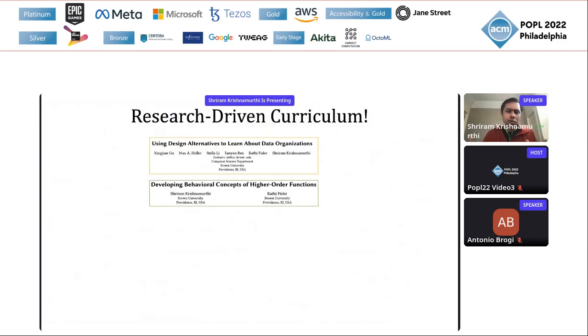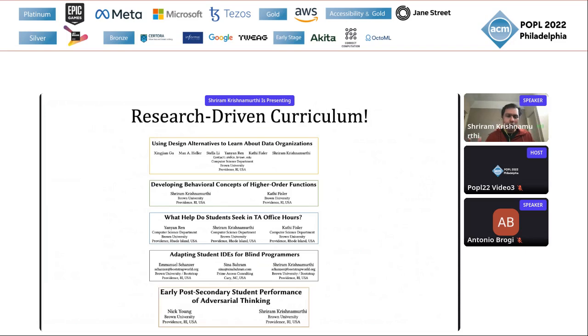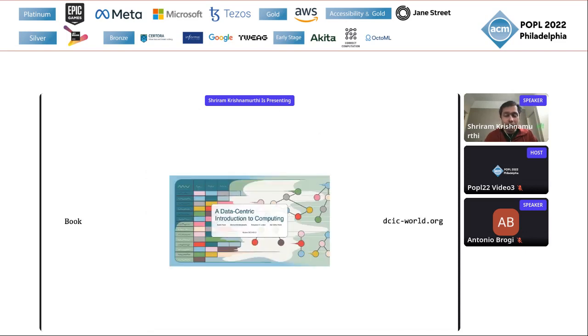There's a whole bunch of stuff that we're trying to study about how to do this well. It's very much a work in progress, but we're looking at a very large number of different aspects of this, so that we don't just have curricula based on opinion, but actually driven by studies and understanding what's really going on. So if you're interested, there's this book.